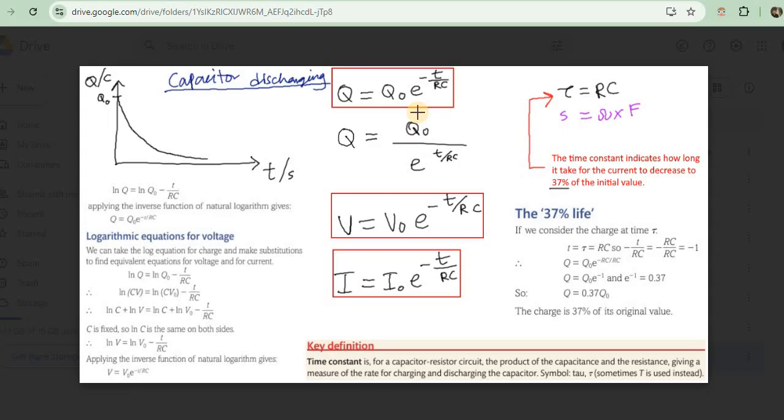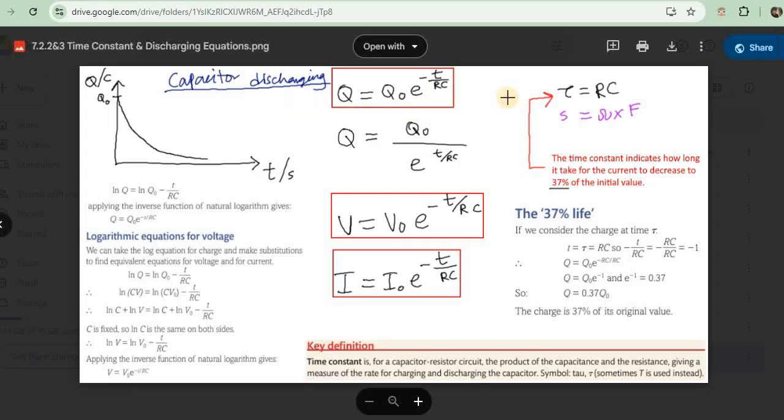So you can go through that for more understanding, but now I will briefly tell you. If you apply logarithm to this, then this will be logarithm. ln stands for natural logarithm. Natural logarithm of q equals natural logarithm of q naught, this whole thing.